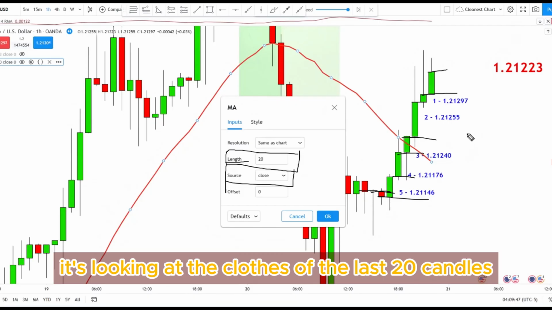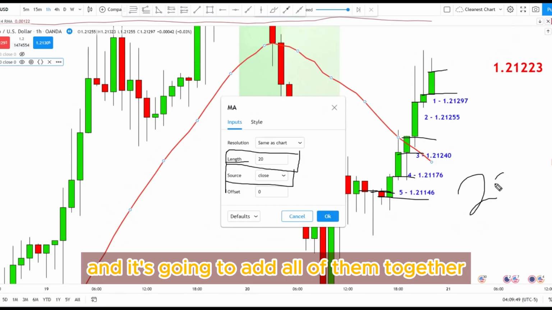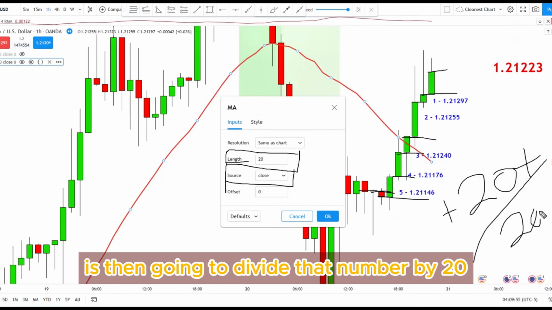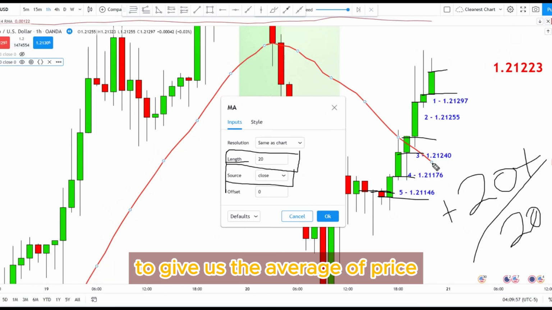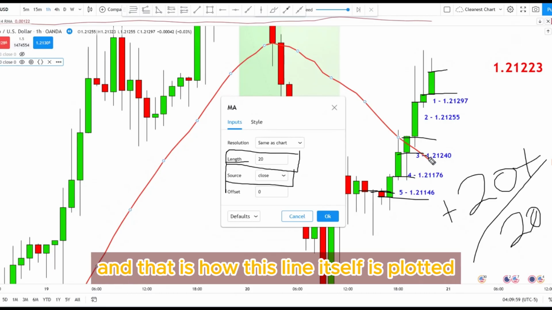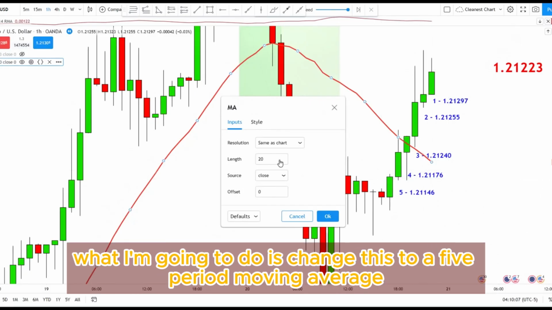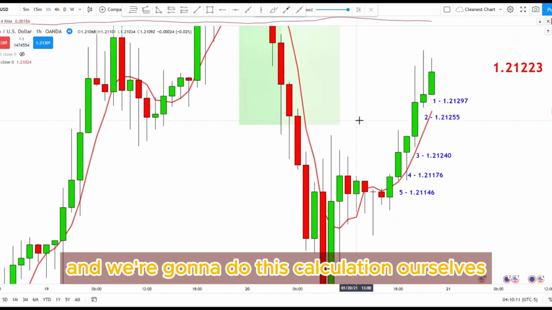It's looking at the close of the last 20 candles, and it's going to add all of them together. Once it adds all of them together, it's then going to divide that number by 20 to give us the average of price, and that is how this line itself is plotted. So, to make this extremely easy, what I'm going to do is change this to a 5-period moving average, and we're going to do this calculation ourselves.